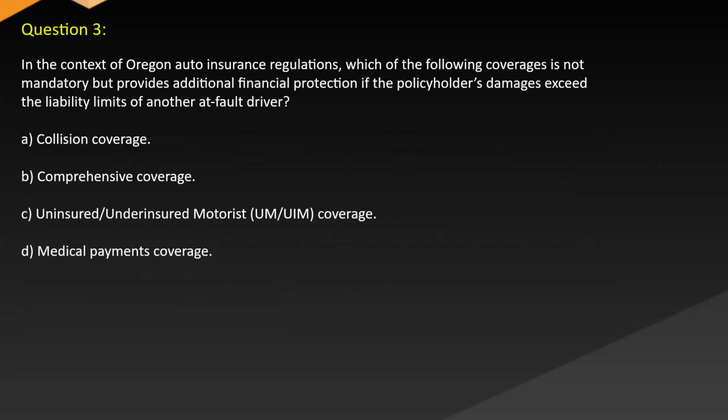Question 3. In the context of Oregon auto insurance regulations, which of the following coverages is not mandatory but provides additional financial protection if the policyholder's damages exceed the liability limits of another at-fault driver? A. Collision coverage. B. Comprehensive coverage. C. Uninsured underinsured motorist, UM/UIM coverage. D. Medical payments coverage.